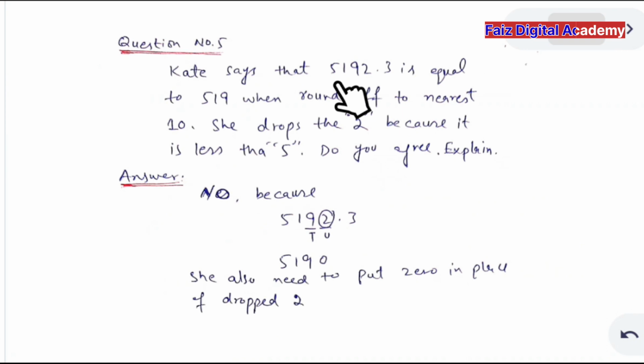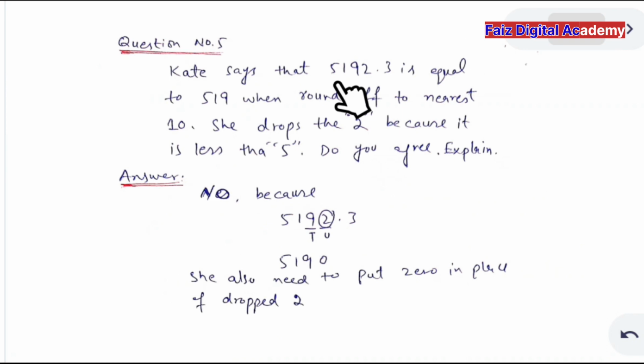In question number 5, they are saying that Kate says that 5192.3 is equal to 519 when rounded off to the nearest 10. She dropped 2 because it is less than 5. Do you agree? We have to explain it.